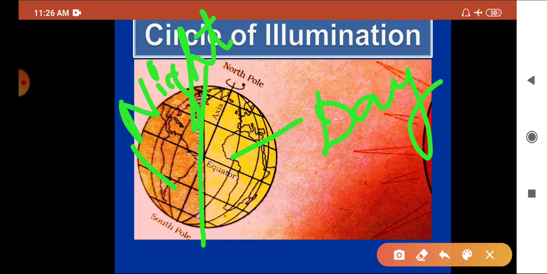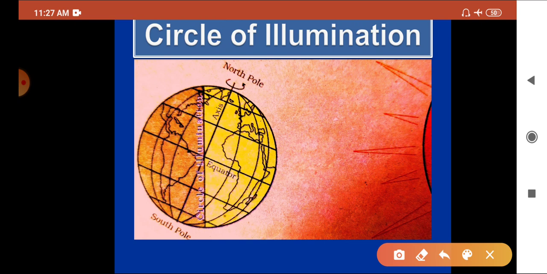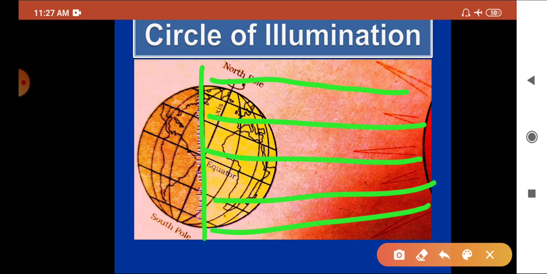Sometimes the north pole is coming in this zone, sometimes the south pole is coming in this zone. So it is up to the revolution of the earth. This line which is dividing the earth into day and night is in the exact center of the earth, because sunlight can be received by this part only, not the back side.